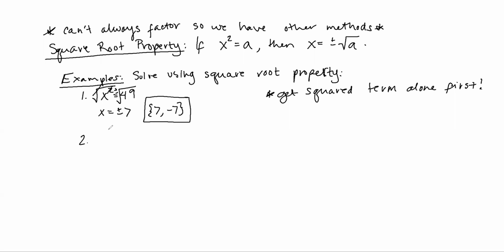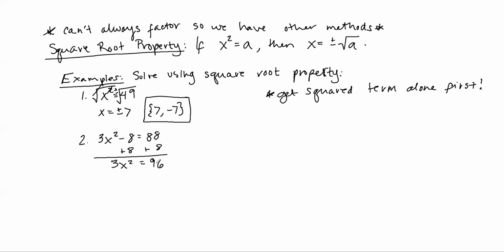Let's do number 2. Which one do I want to do first? I'm going to switch the order here. Okay, so 3x squared minus 8 equals 88. For this one, we want to make sure that our squared term is alone. So the first thing we want to do is add this 8 to both sides. So we get 3x squared equals 96.